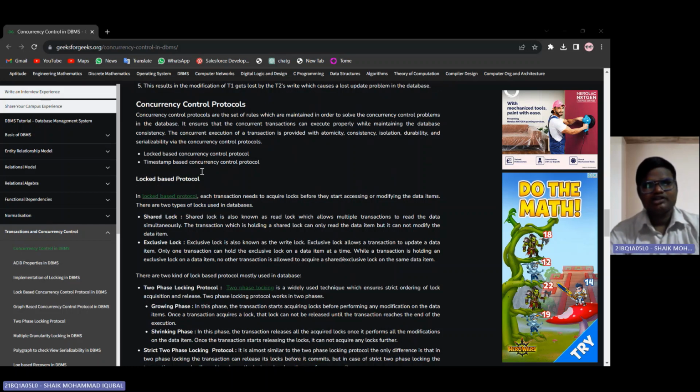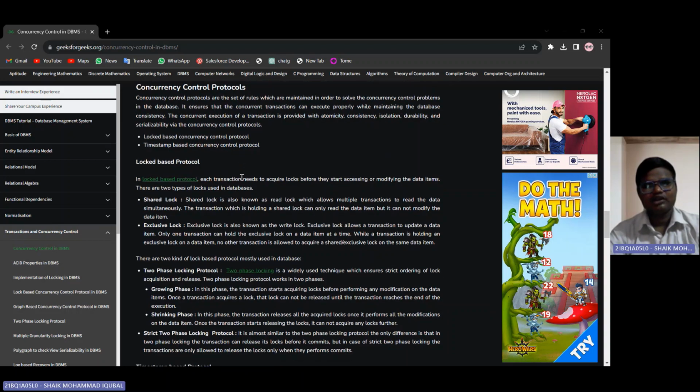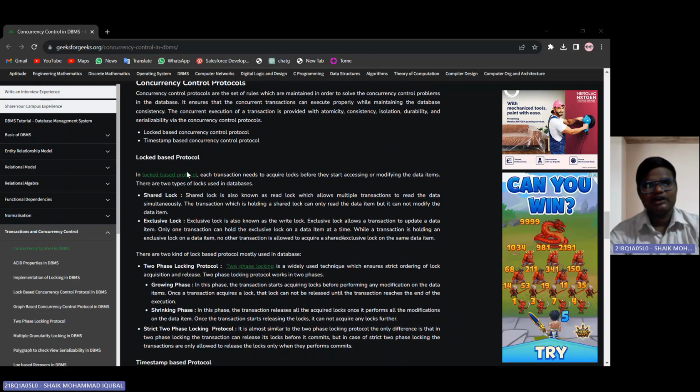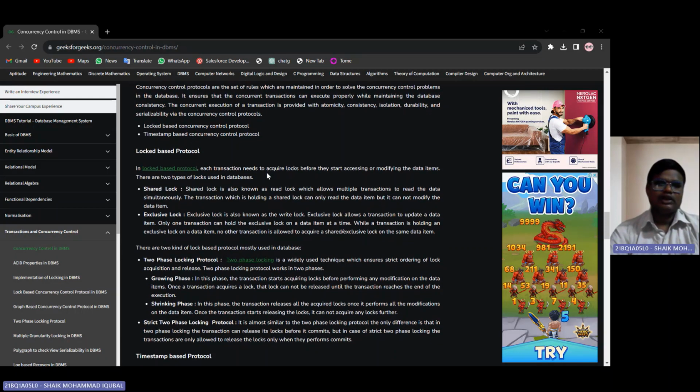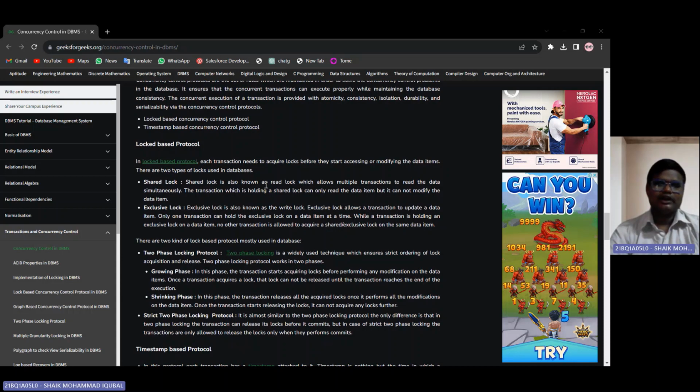In lock-based protocol, each transaction needs to acquire a lock before it starts accessing and modifying the data items. In this, there are two kinds of locks, shared lock and exclusive lock. Shared lock is also known as read lock, which allows multiple transactions to read the data simultaneously. Exclusive lock is also known as the write lock. Exclusive lock allows a transaction to update a data item. Only one transaction can hold the exclusive lock on a data item at a time.